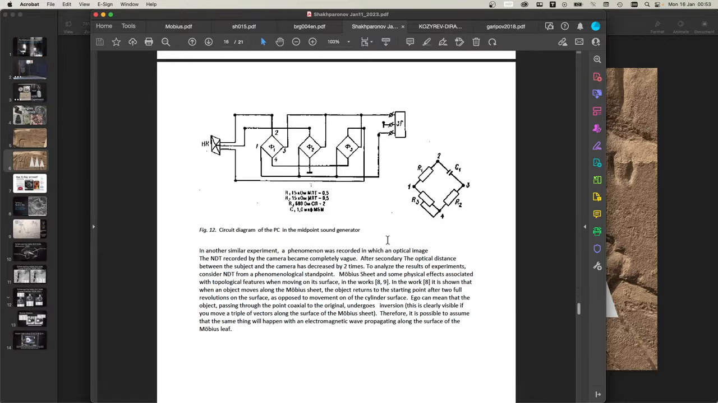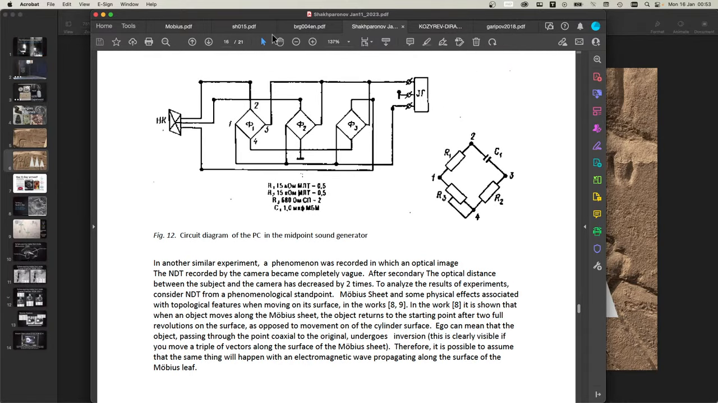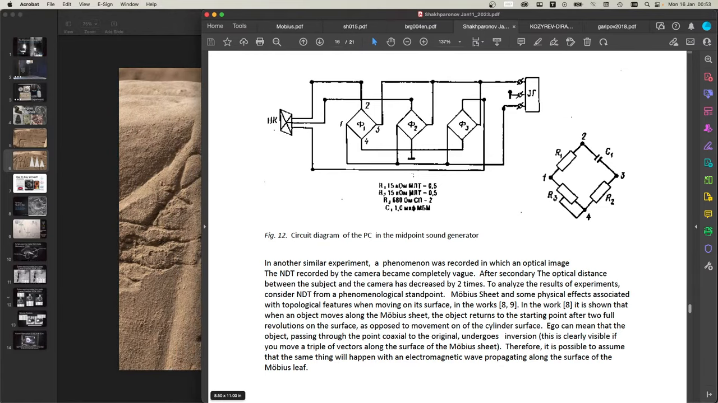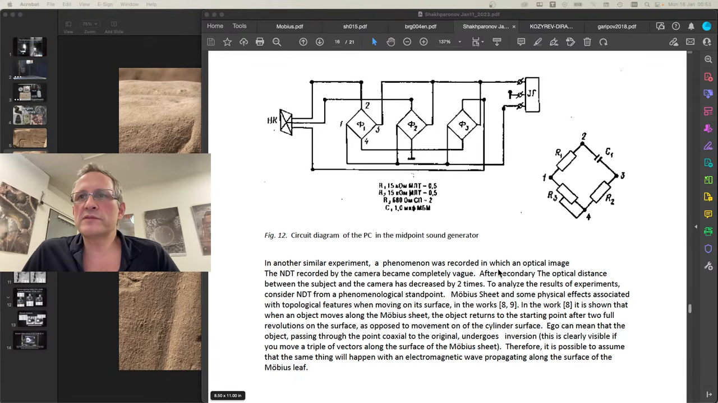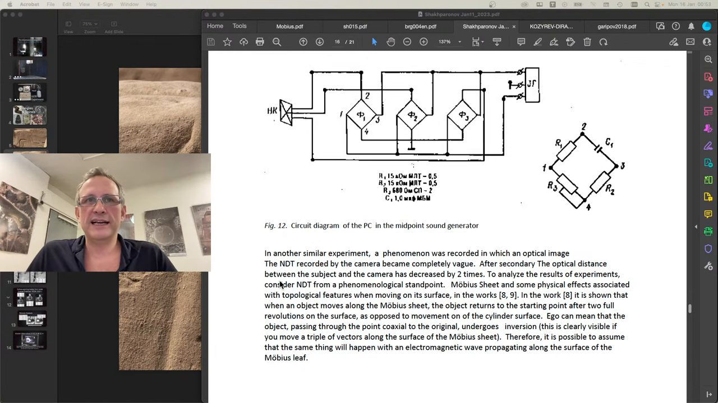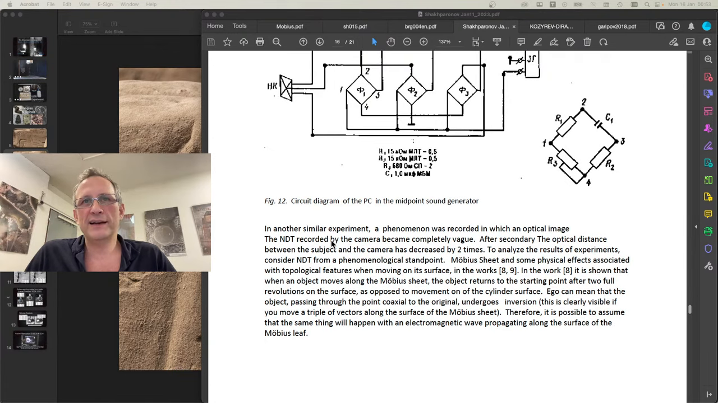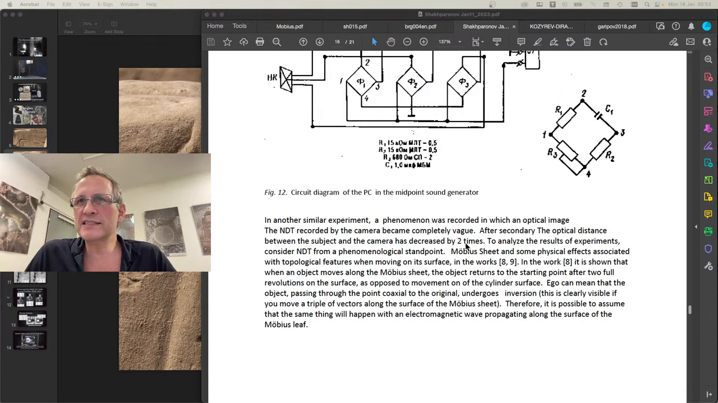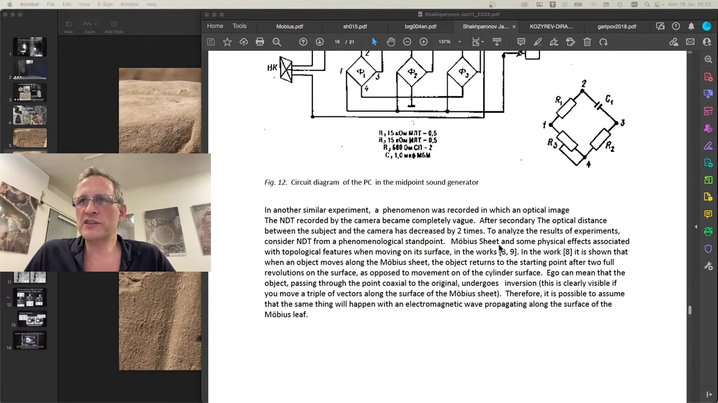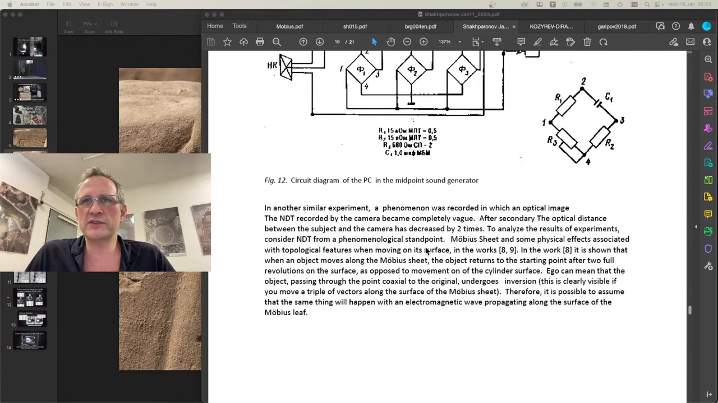All right. In another similar experiment, a phenomenon was recorded in which an optical image of the Möbius strip recorded by the camera became completely vague, after the optical distance between the subject and the camera was decreased by 2 times. To analyze the results of experiments, consider the Möbius strip from a phenomenological standpoint. Möbius sheet and some physical effects associated with topological features when moving on its surface.